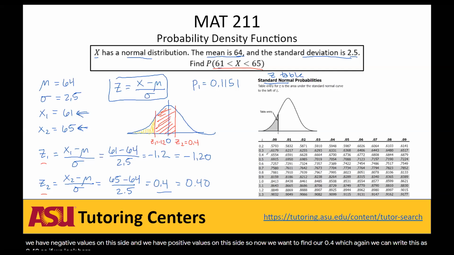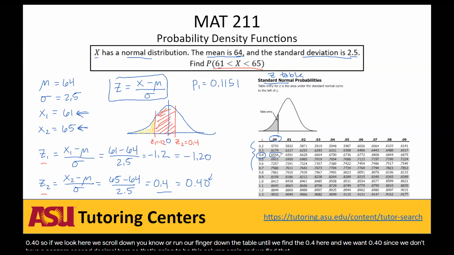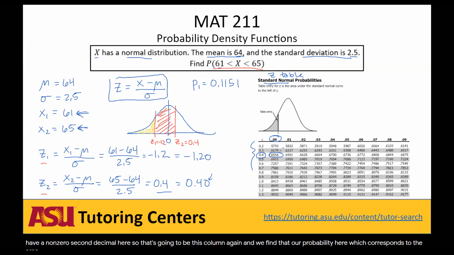So if we scroll down, or run our finger down the table until we find the 0.4 here, we want 0.40 since we don't have a non-zero second decimal here. So that's going to be this column again. And we find that our probability here, which corresponds to the area under the curve, is 0.6554. So let's call that P2 so that we know that it corresponds with our Z-score 2. So that's going to be 0.6554.